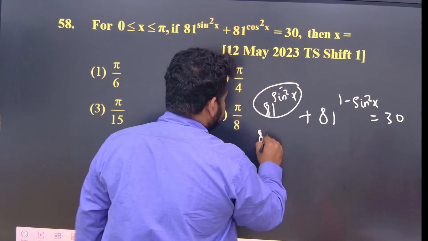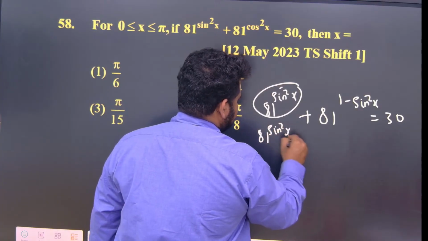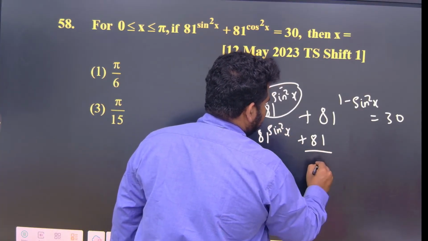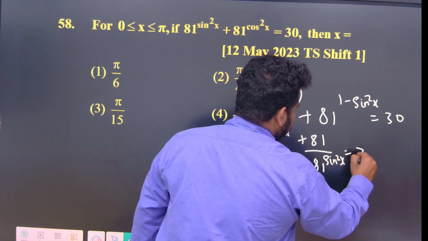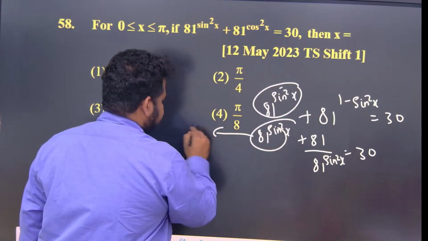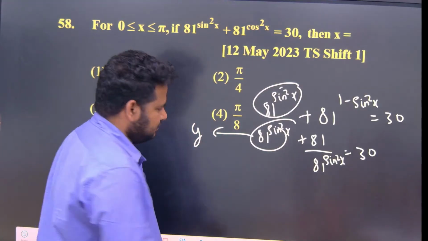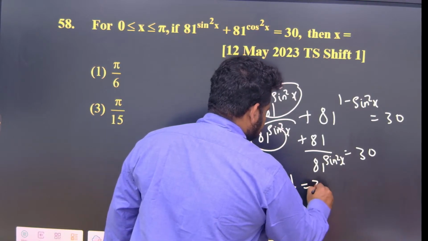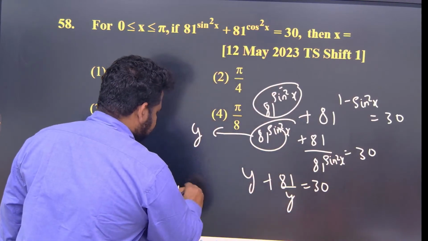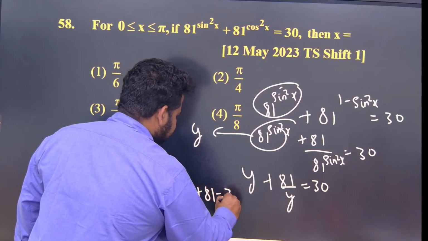So this will be 81 to the power of sin square x plus 81 by 81 to the power of sin square x is equal to 30. Let us take this entire thing as y. So y plus 81 by y is equal to 30. If I take the LCM, this will be y square plus 81 is equal to 30y.